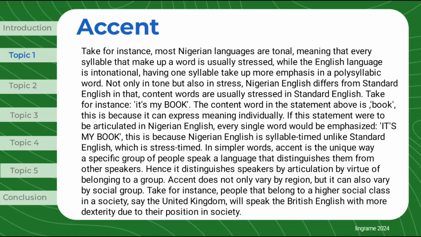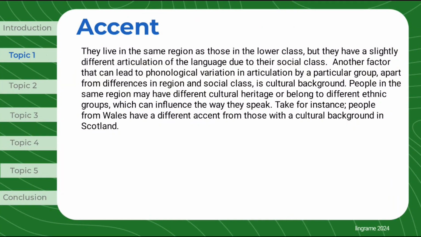Take for instance, people that belong to a higher social class in a society, say the United Kingdom, will speak British English with more dexterity due to their position in society. They live in the same region as those in the lower class, but they have a slightly different articulation of the language due to their social class.